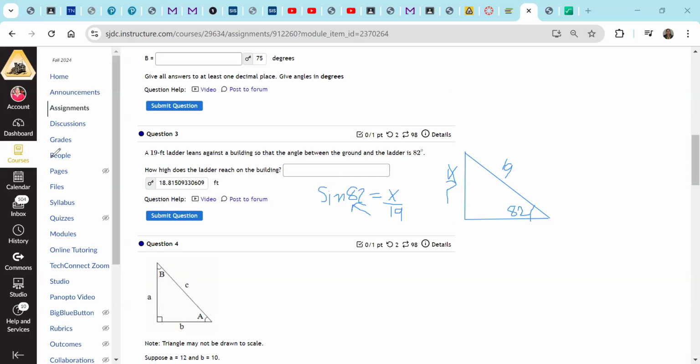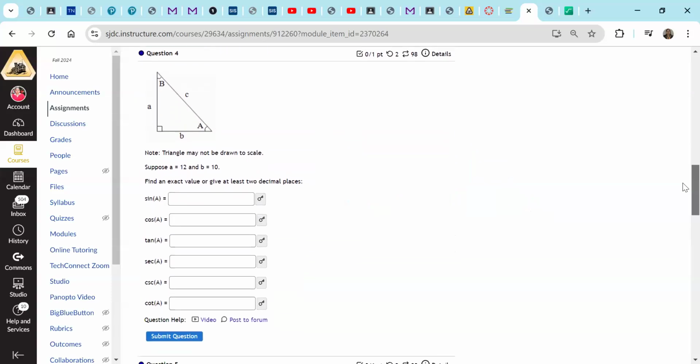So we go further from there, erase this one. And we are again given a right angle triangle. Sides are marked for us. The triangle may not be drawn to scale, they're saying. Side A is given as 12. This one is 12. This one is 10. Find exact value or give at least 2 decimal places. So sine of angle A. Firstly, we will find C by using Pythagorean.